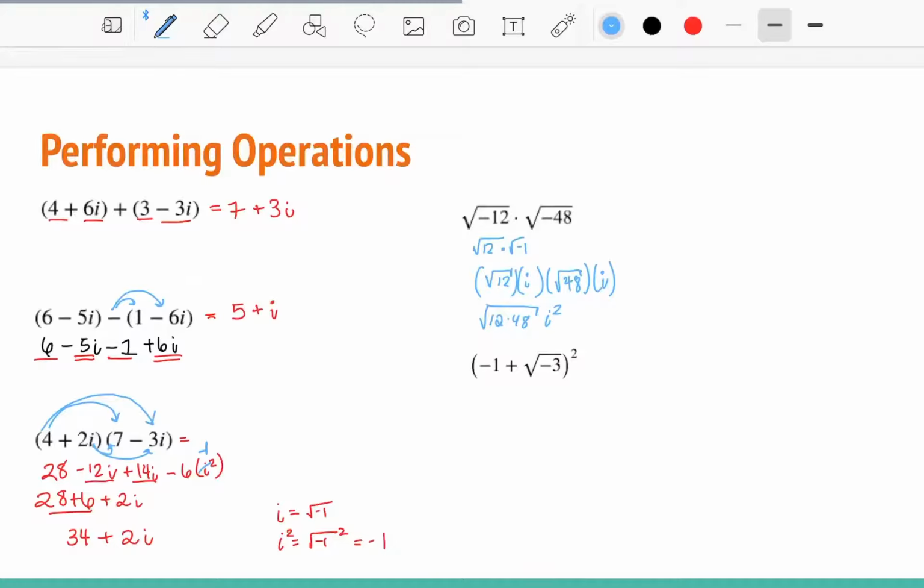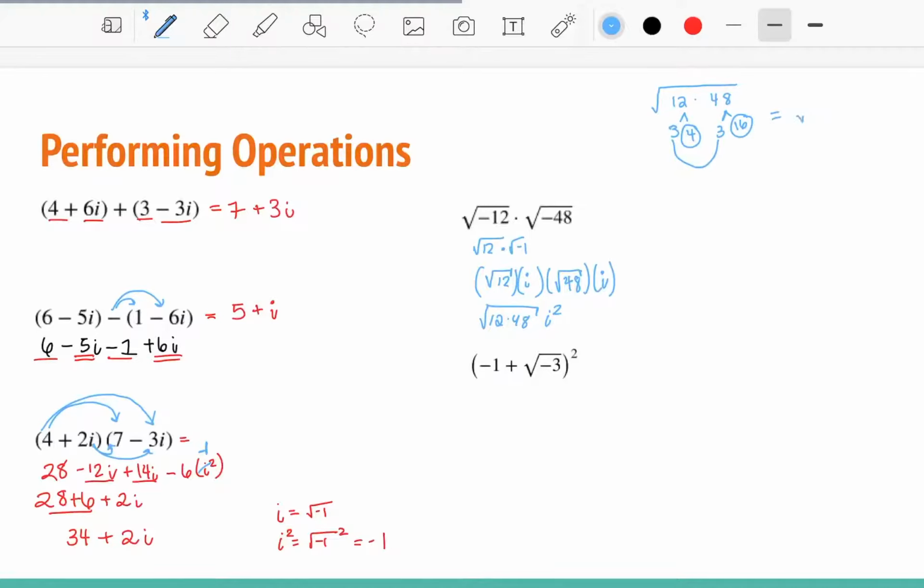Okay, so what I can do now is the whole process of breaking down 12 and 48 to see if there's any numbers that I can pull out of my square root. I'm going to do that all the way up here. 12 times 48, I can break this down into factors. This would be 3 times 4. 4 is a perfect square, so I know I can pull that out. 48 would be 3 times 16. 16 is a perfect square, so I know I can pull that out. And then 3 times 3, I know I can pull that out.